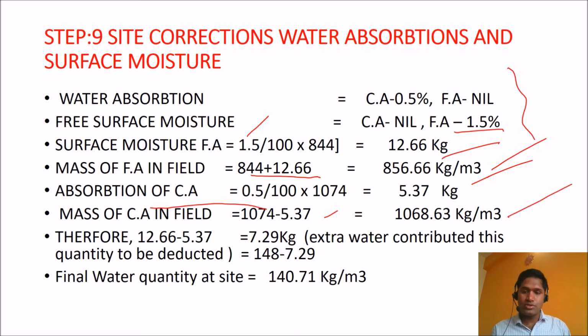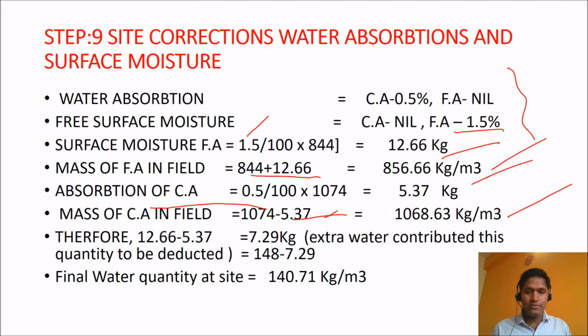So we are reducing that much coarse aggregate. It becomes 1068.63 kg per meter cube. That 5.37 kg of water needs to be added to the coarse aggregate to make it SSD condition. Whereas in fine aggregate, 12 kg of water is extra. That excess water and this required water needs to be negated.